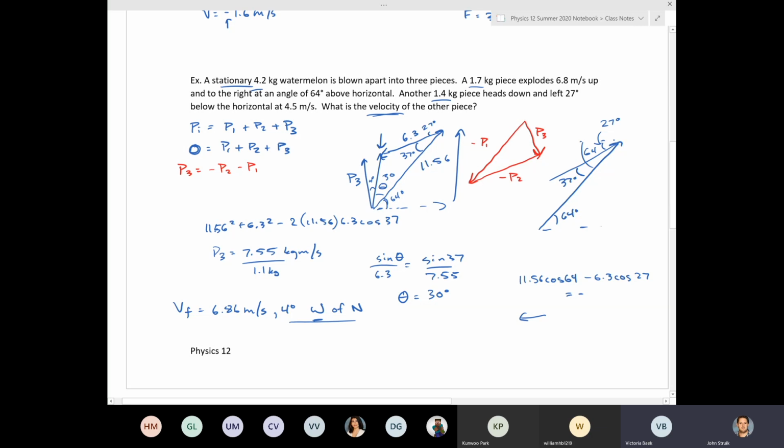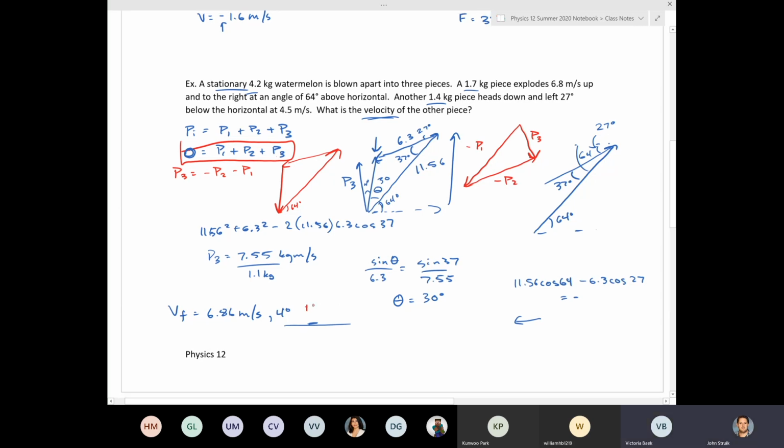I messed that up. So with this equation right here, it's P1, so up and to the right, like that, 64 degrees. And then plus P2, which is this way. And then plus P3 equals 0 means I have to end up back where I started. So I have it going 4 degrees west of north. It should be 4 degrees east of south. There we go.